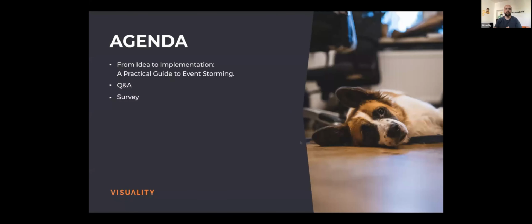Today's agenda is very simple. Of course, the main point is Michał's presentation, "From Idea to Implementation: A Practical Guide to Event Storming." Then there will be time for Q&A. At the end, we can also unmute your microphone to give you more freedom to ask questions. And at the end, there will be a short survey. We really want to know your opinion about the webinar and what you would like to learn from another one.